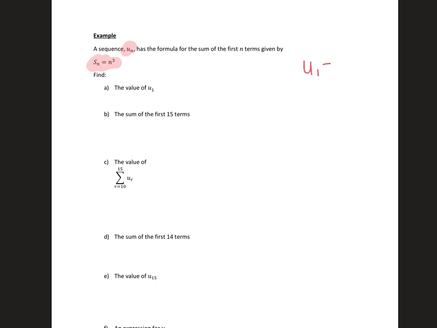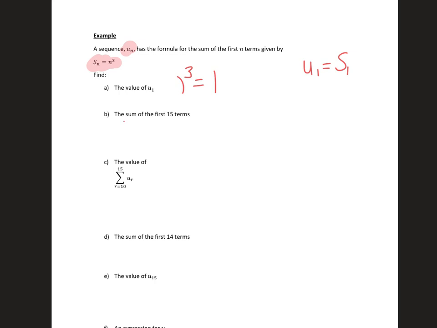Okay, well, the first term, U1, is actually the same thing as S1, because the sum of the first term is just the first term. There's only one term there, isn't there? So to get the value of U1, that's the same as S1, and we have a formula for S1. It's 1 cubed, so it's just 1. So my first term is just 1.